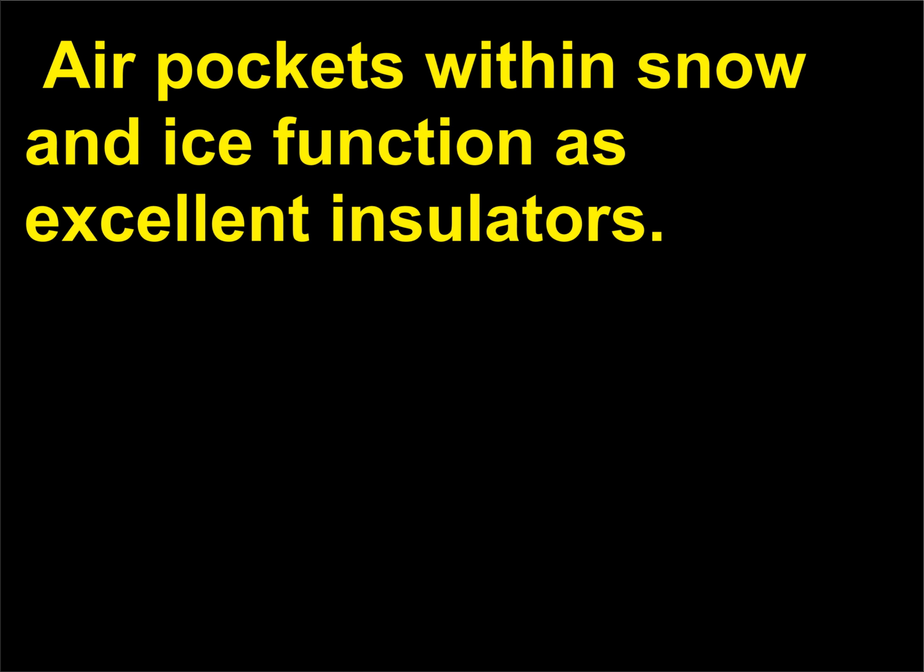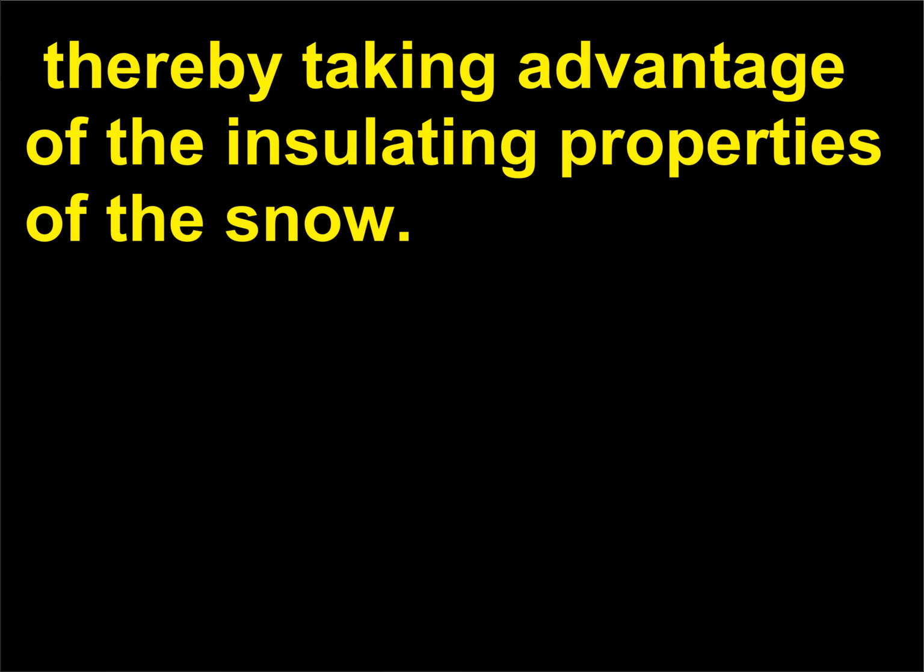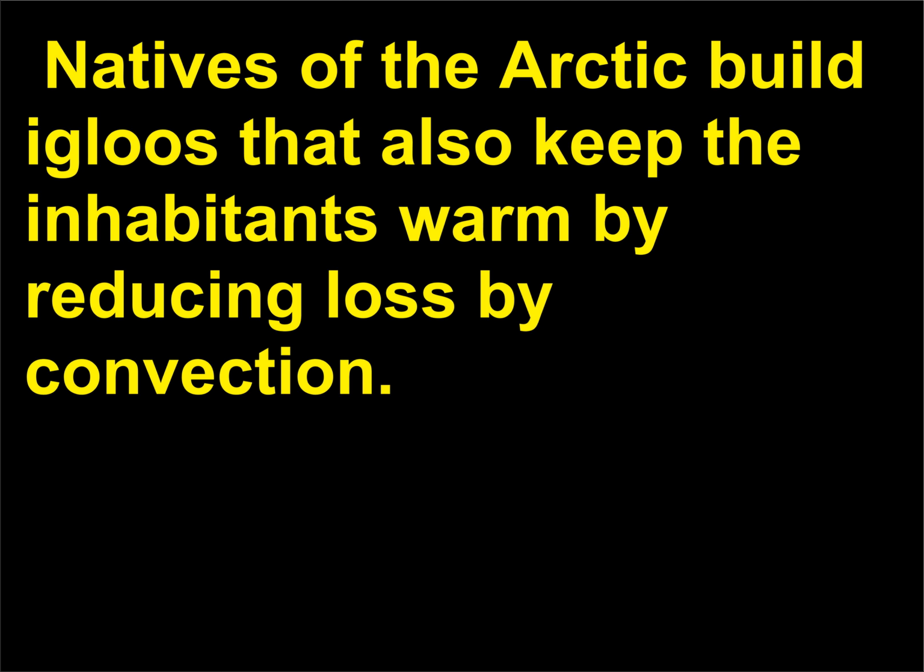Air pockets within snow and ice function as excellent insulators. Many small mammals build snow dens to keep themselves warm, thereby taking advantage of the insulating properties of the snow. Natives of the Arctic build igloos that also keep the inhabitants warm by reducing loss by convection.